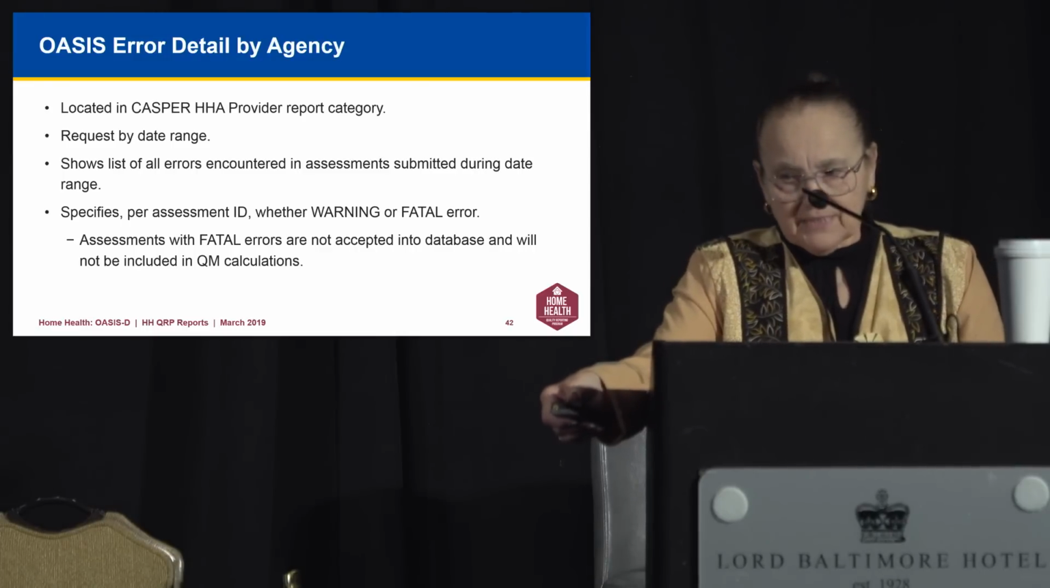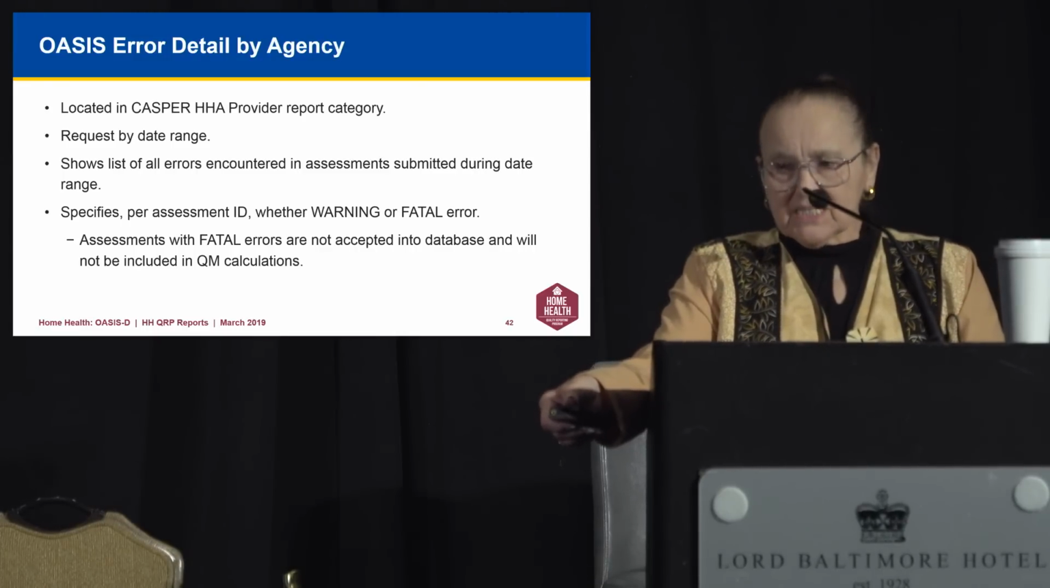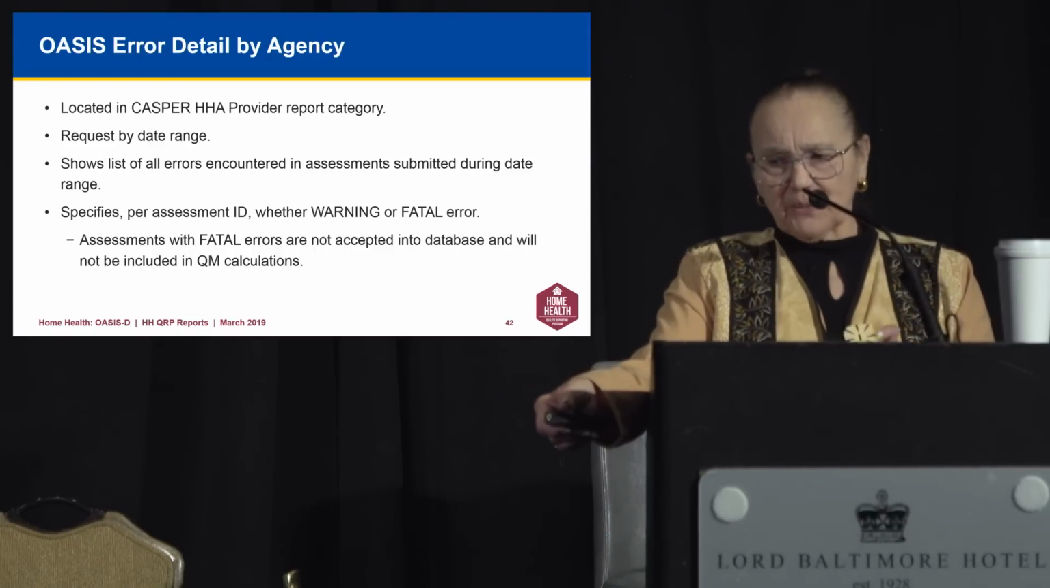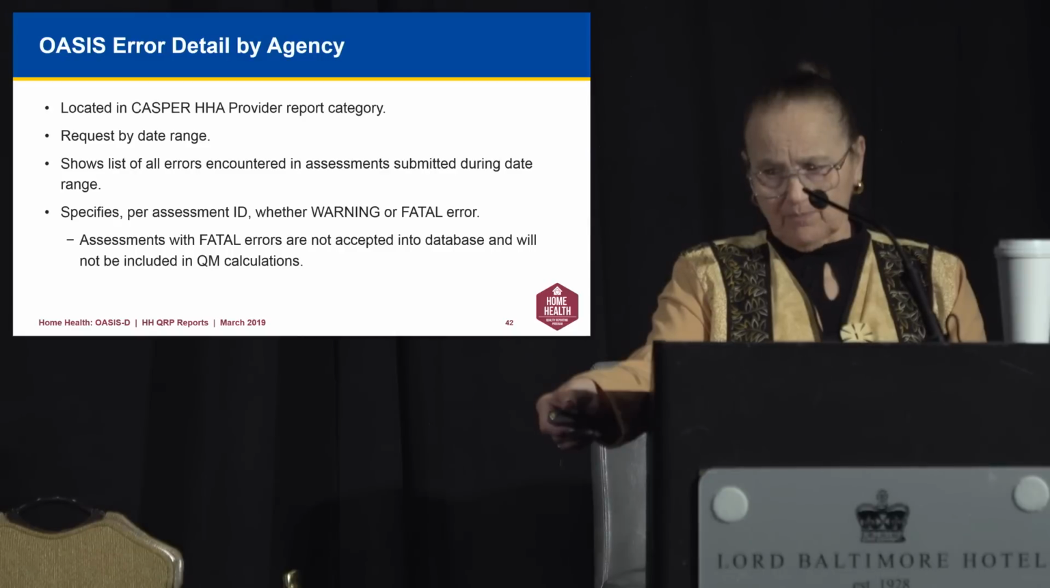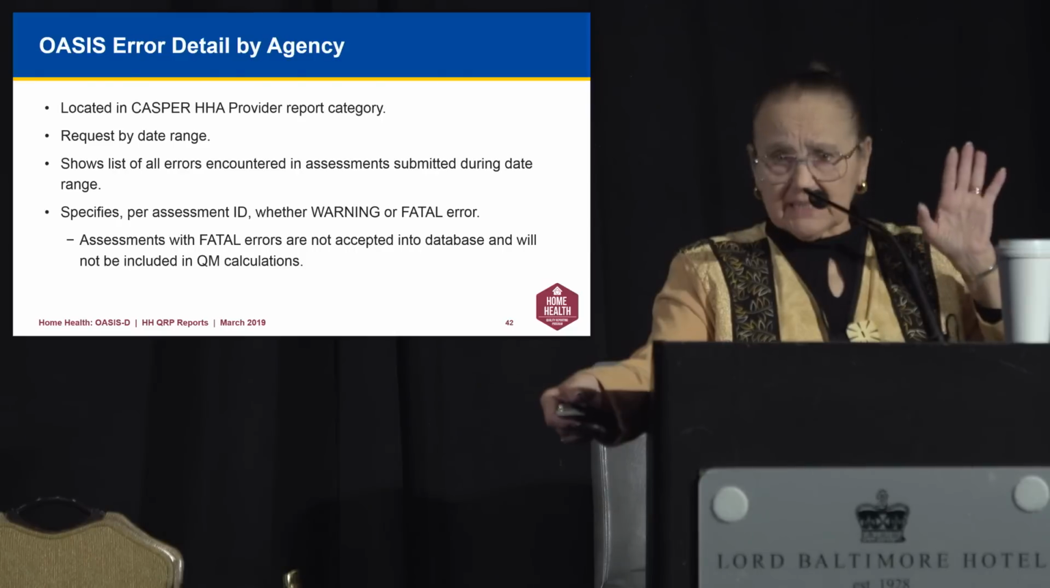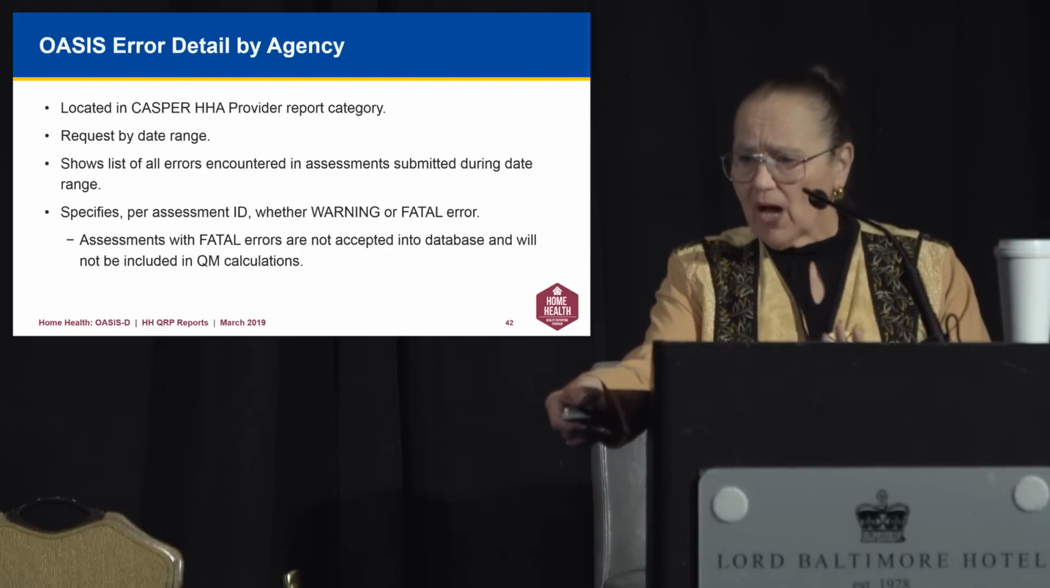The Oasis error detail by agency. This is located in the provider report category. You request this by date range. Is anybody running this? Please, I hope. Oh, well, we've got a couple.